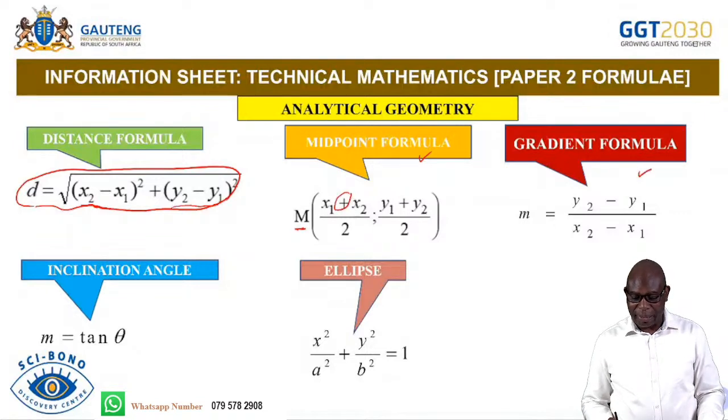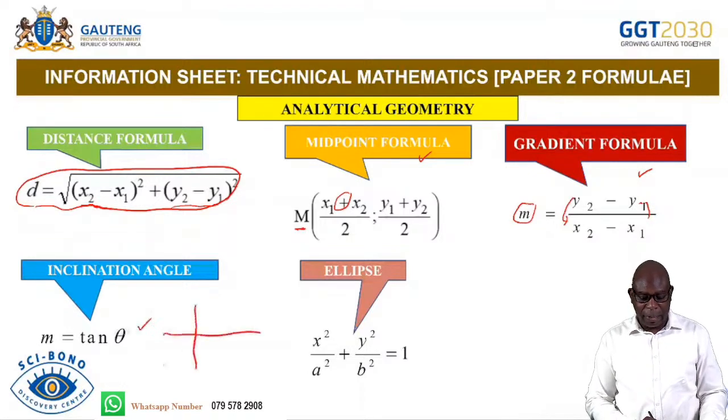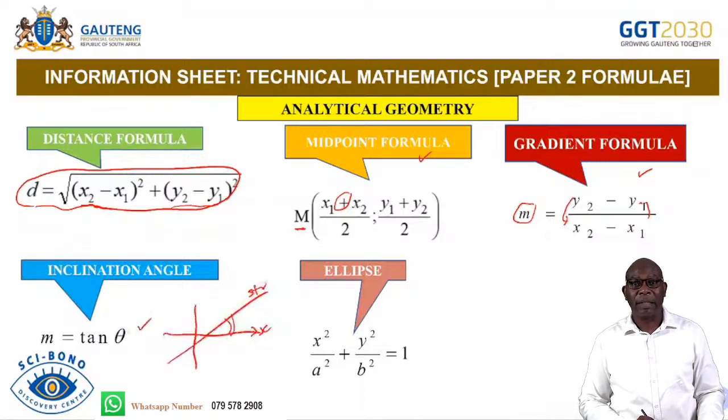The next one there is the gradient formula, with a small letter m that denotes the gradient. So it's y2 minus y1 over x2 minus x1. Please do not swap this around because that makes the formula incorrect. The next one is the inclination, where we're going to get an angle. We're going to use that formula to get the angle that lies between the x-axis and the straight line. Those are the types of angles for which we are going to use that formula.